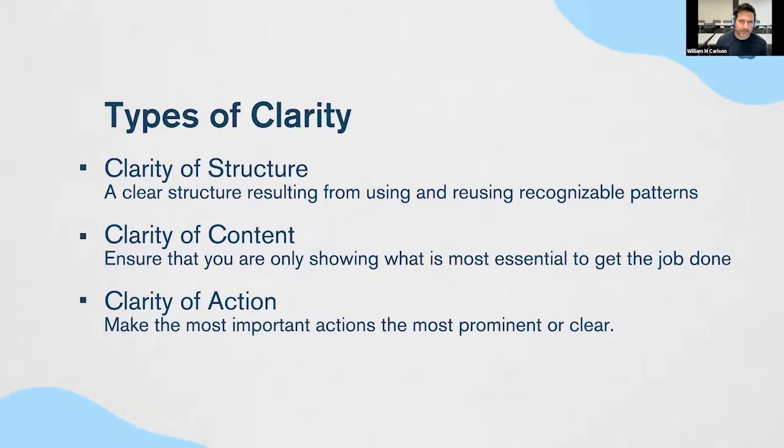In the book, we write that there are three types of clarity. Clarity of structure, which is using recognizable patterns, not only within your application, but patterns that exist on other sites that are common. Clarity of content, making sure that what is written on the page is just enough to get the job done, to explain what needs to be explained, not showing too much, not showing too little. And then clarity of action, making sure that the most important actions in the page are obvious.